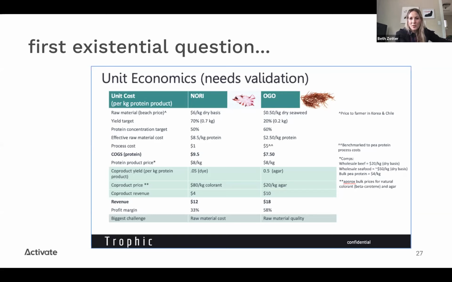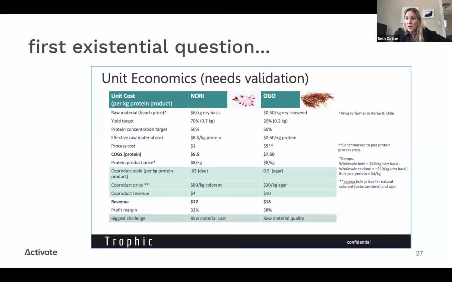So actually here, you can see the protein product price is pretty close to the cost of goods sold, right? So that's a pretty thin margin, but then here I'm adding in our co-product revenue as well. One of the big realizations we had, just by working on this basic level, is that even though this other species is lower in protein, the co-product value is pretty high. So it improves our revenue.